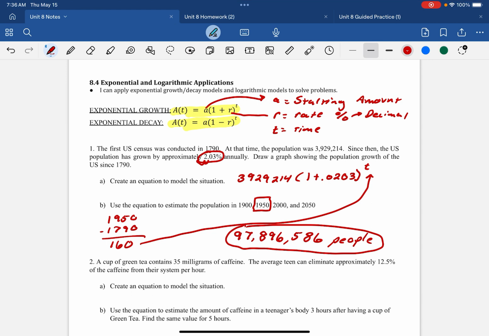Now, none of these problems are going to tell you what to round to. You kind of have to read the problem and see what makes sense. If we're talking about people, you got to round to the nearest person. If we're talking about money, you got to round to the nearest cent. If you're dealing with some other things, it might just be to the nearest tenth. But just use your best judgment on what to round to.